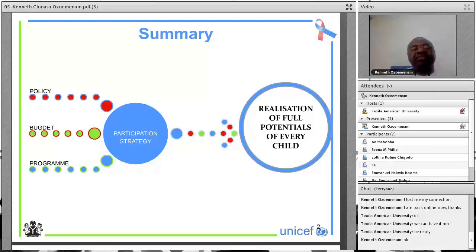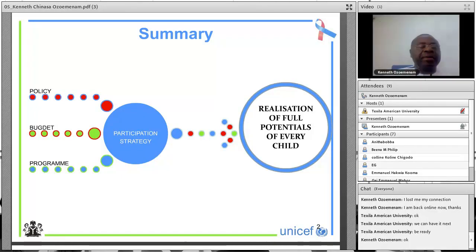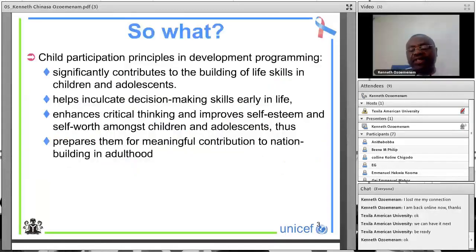paper is talking about is that to realize the fullest potentials of every child, we need three key inputs. Number one is the program that is designed to target the children. And number two is the important aspect, the budget. When the program is designed, the budget is important to give life to it. And then policy. Policy provides the general guidance to enable program and budget to be able to enable the child achieve their fullest potentials. So what I'm saying here is a mix of policy and budget and program, with child participation as a strategy, is the way to be able to realize the fullest potentials of a child.